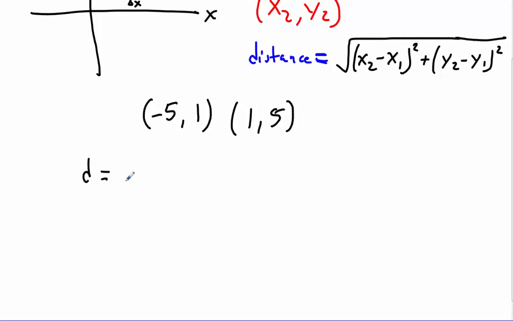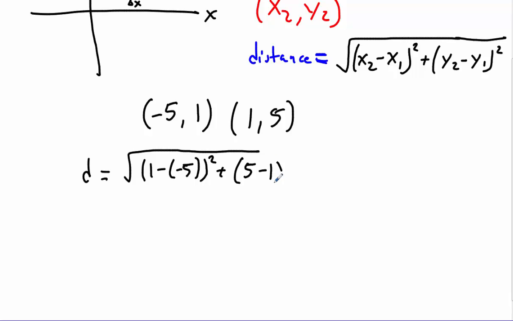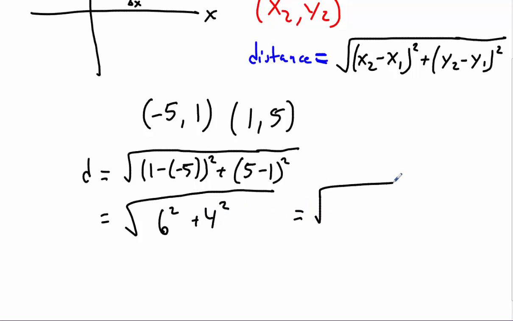So d is equal to the square root of 1 minus -5 squared plus 5 minus 1 squared, which simplifies to the square root of 6 squared plus 4 squared, which is equal to the square root of 36 plus 16, or the square root of 52, which is roughly 7.21. So the distance between these 2 points is 7.21.